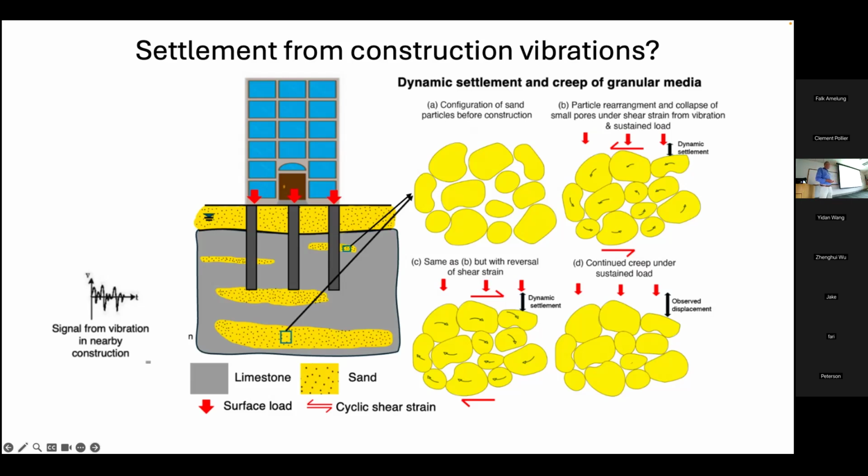But they don't really vibrate anymore, because it's a nuisance to the neighbors. So they're trying to mitigate, or really minimize, vibrations for the construction.